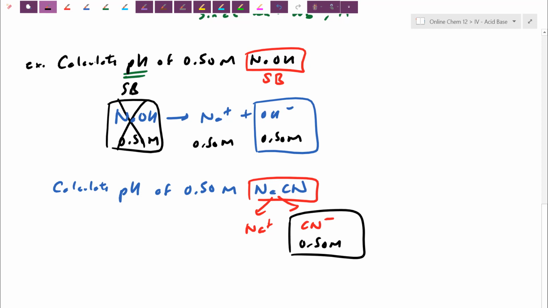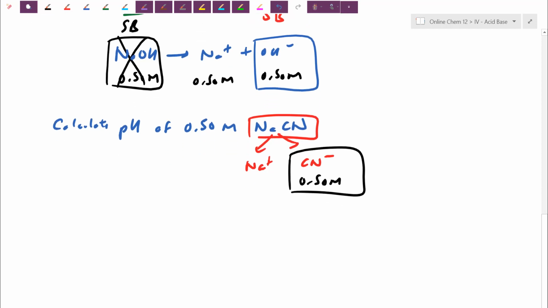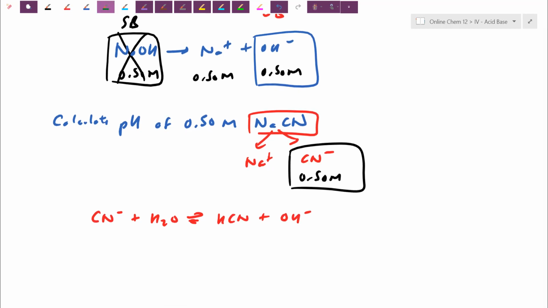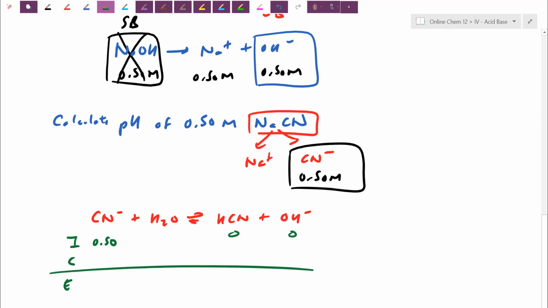Because weak bases typically have very small ionization constants, we're looking at an equation that's something like CN- reacting with water. Make sure you write out the complete equation so that I can track hydroxide. This one we suddenly need to use an ice table. So the cyanide is 0.50. Before any ionizing, we have no acid form, no hydroxide. We weren't given any information about the final situation, so we're just going to use x's, plus x, minus x.